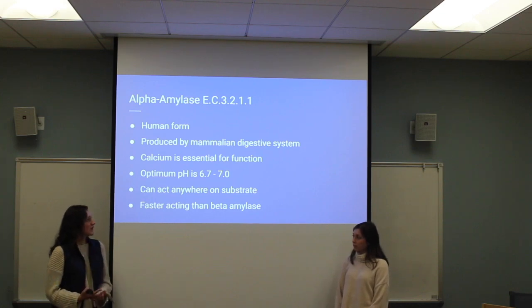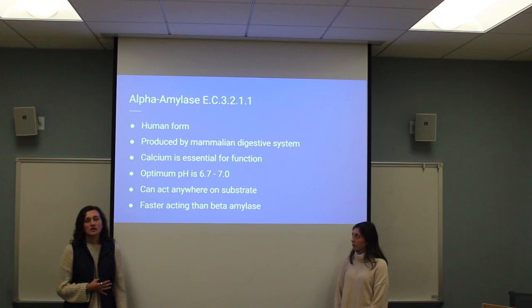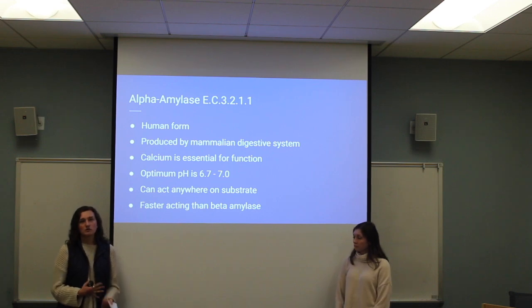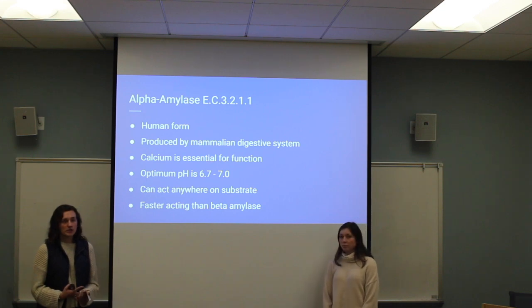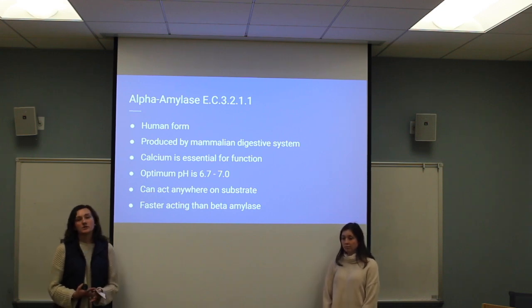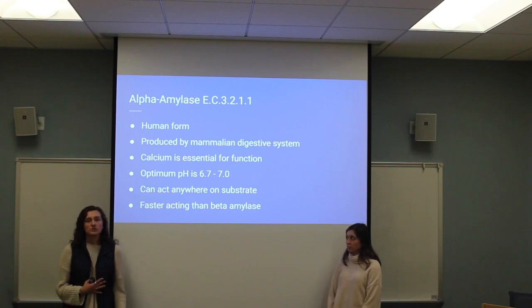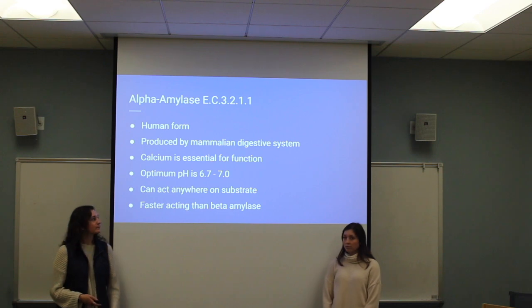The optimum pH for alpha amylase is 6.7 to 7.0, so it is fairly neutral. It can act anywhere on the substrate, and it's also known to be the fastest acting of the 3 enzymes compared to the beta form and the gamma form.